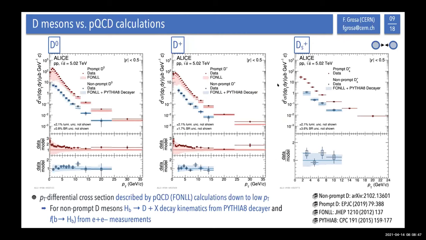Similar conclusions can be drawn for the D mesons. So in this slide, you can see a compilation for the D0 on the left, D+ in the middle, and Ds on the right. Again, pT differential cross-sections, both for prompt and non-prompt production. And as you can see, also in this case, FONLL calculations can describe pretty well the measured cross-sections, especially in case of non-prompt production. And in this case, the decay kinematics from the beauty-hadron was modeled with the PYTHIA 8 decayer. And the fragmentation fractions from the beauty quark to the different beauty-hadron species, which is somehow relevant, were taken from e+e- measurements.